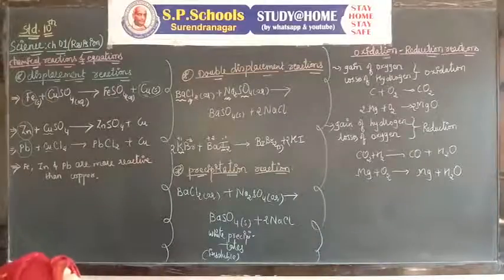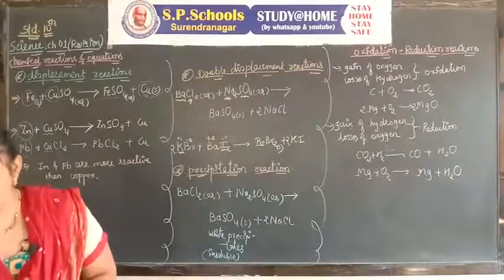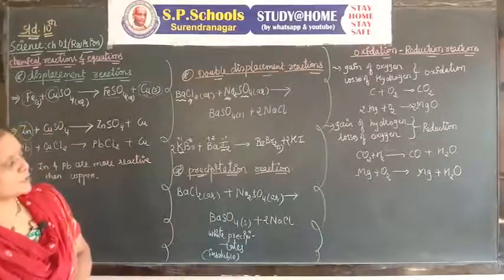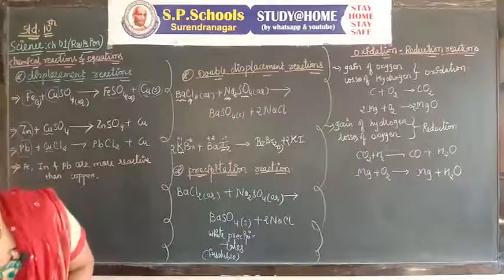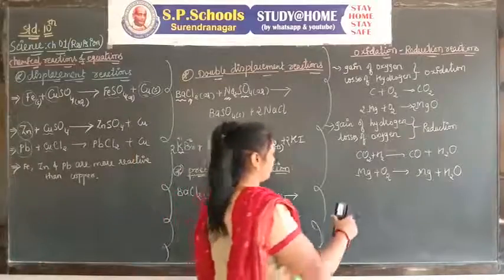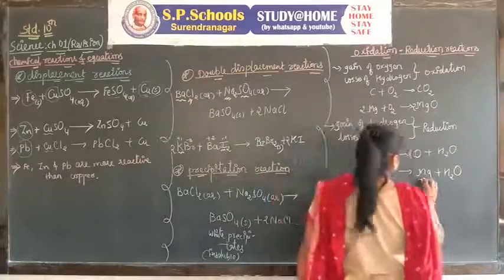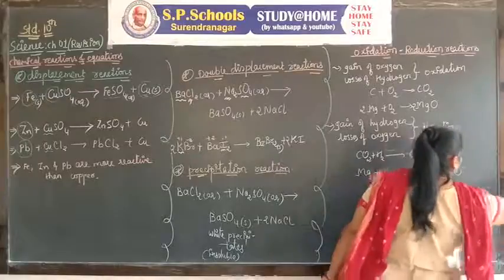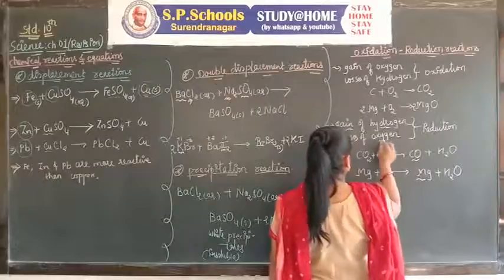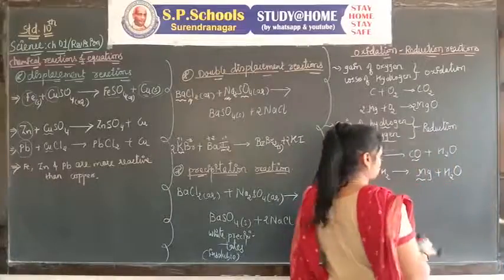In the case of reduction reaction, CO2 reacts with H2, formation of CO plus H2O can occur. If Mg reacts with H2, Mg plus H2O can occur, the formation of Mg carbon monoxide. In the case of gain of hydrogen or loss of oxygen, it will be called oxidation reduction reaction.